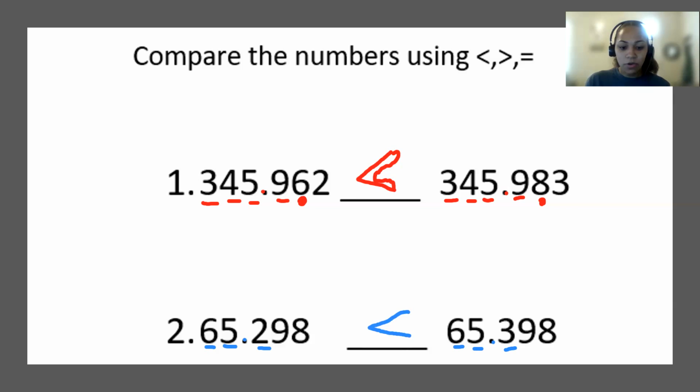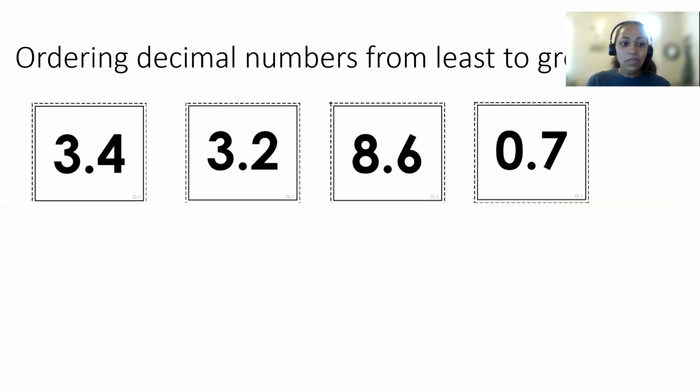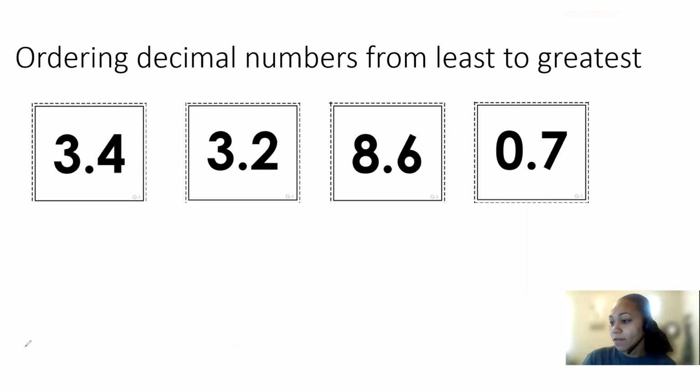We have one more to go over here. I wanted to briefly show you about ordering these decimal numbers. So we're going to do them from least to greatest. Least is small, like low to the ground. Greatest is gigantic, like huge, like an elephant. So we're going to go from least to greatest. And again, we're going to start in the front of these numbers.